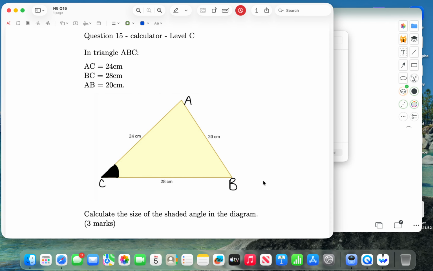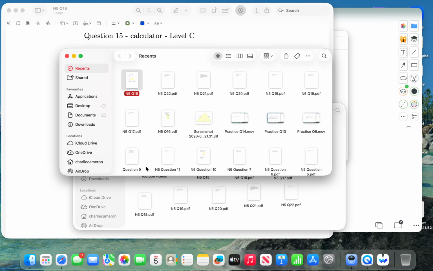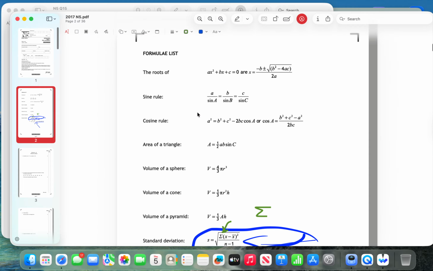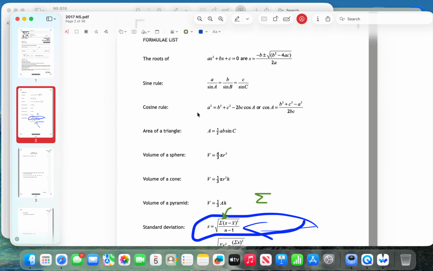So this one we have a triangle ABC and we have to find the size of a shaded angle. It's for 3 marks. So pause the video if you want to have a go at it. But what I will tell you is if you want to have a look at the formula sheet, you'll see these.